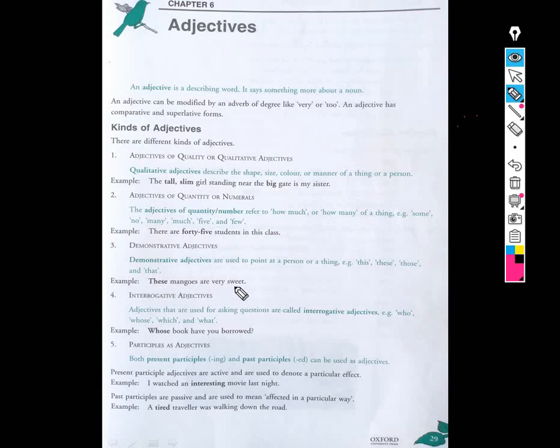These mangoes are very sweet. This mango is very sweet. Next is interrogative adjectives. The word shows interrogative. These are about asking questions. Adjectives that are used for asking questions are called interrogative adjectives. सवालिया, जिनसे सवाल पूछा जाता है. For example, who, whose, which and what.